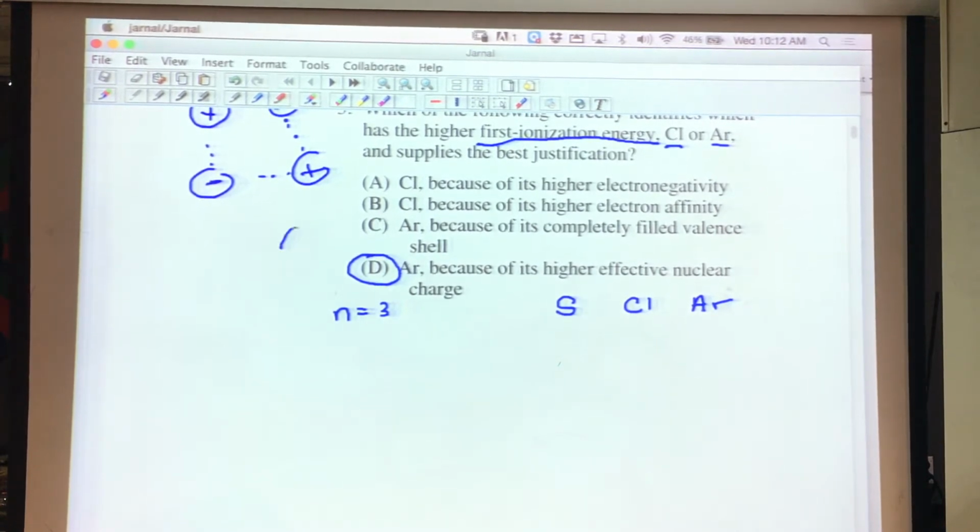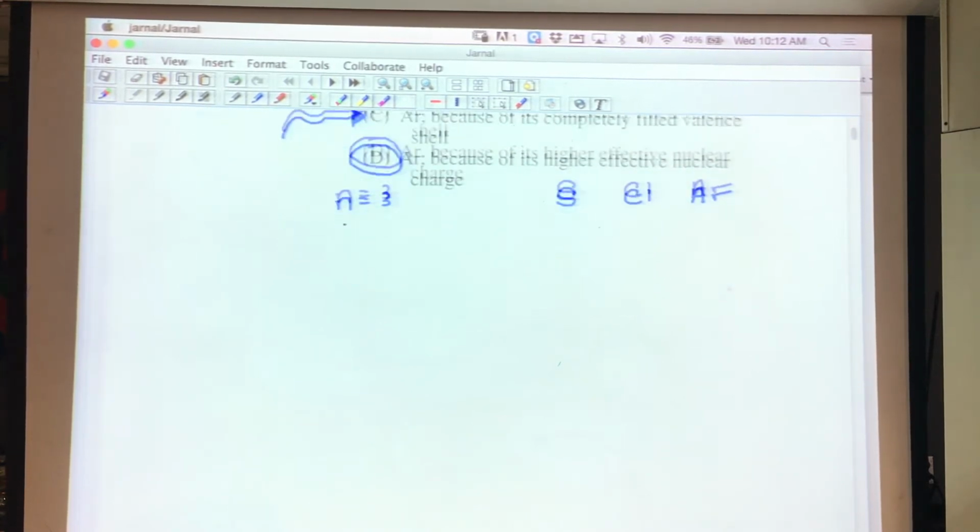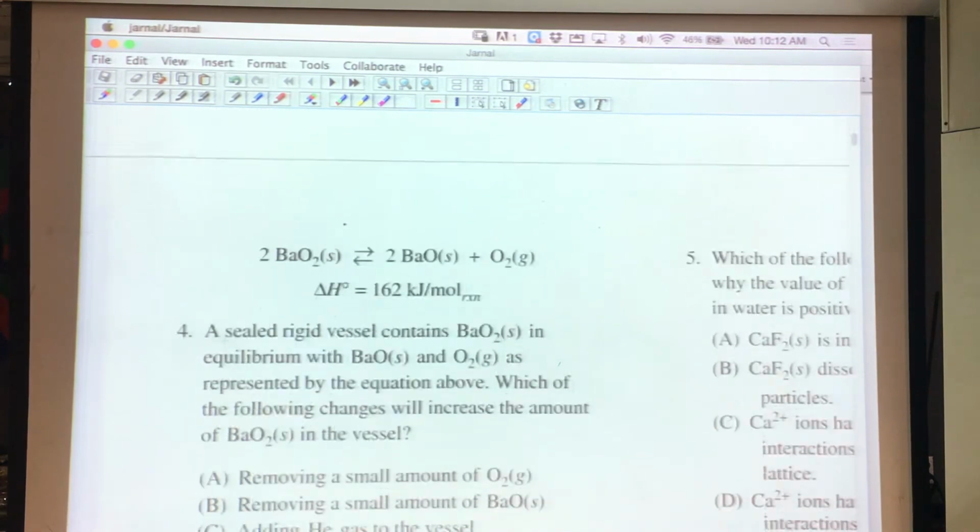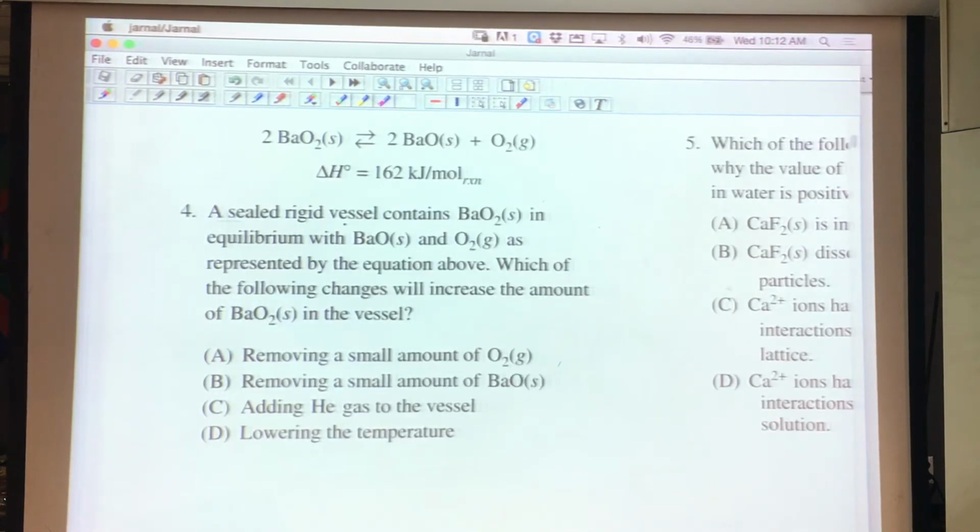I can see why people would pick C. It's a great distractor. Again, everything I'm doing here is grounds for what? Part 2.